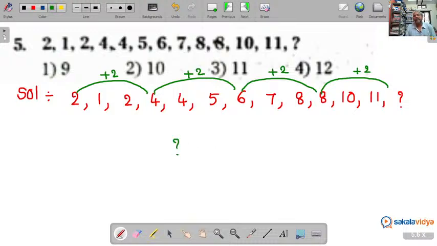The question mark is equal to 8 plus 2. Our answer is 10. Right. So the second option is the right option. That's all. So just by the first observation we'll get the answer. But you can even try more.